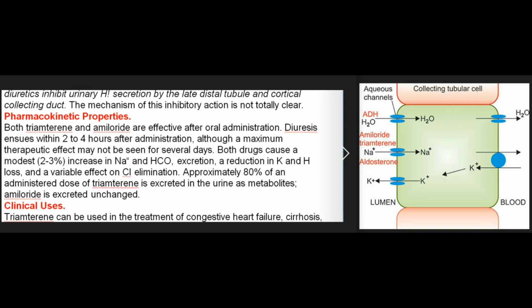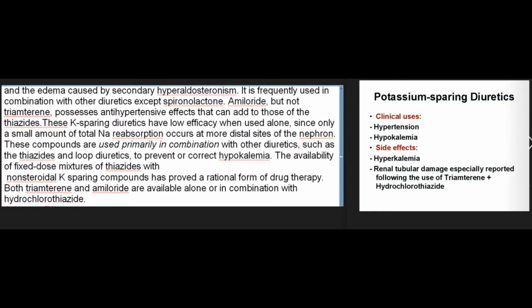Clinical uses. Triamterene can be used in the treatment of congestive heart failure, cirrhosis, and the edema caused by secondary hyperaldosteronism. It is frequently used in combination with other diuretics except spironolactone. Amiloride, but not triamterene, possesses antihypertensive effects that can add to those of the thiazides.